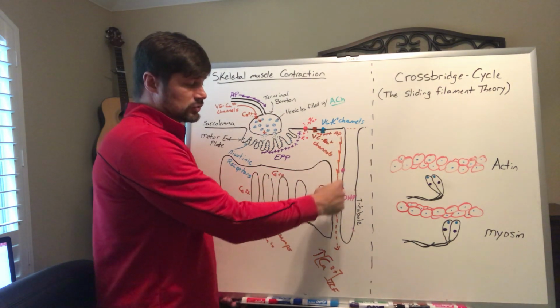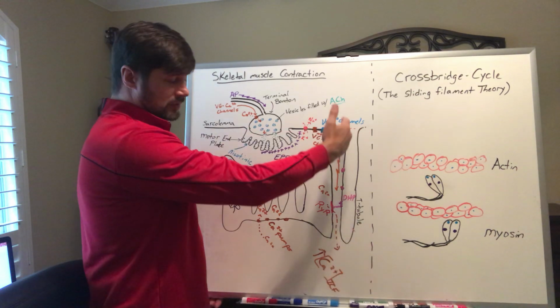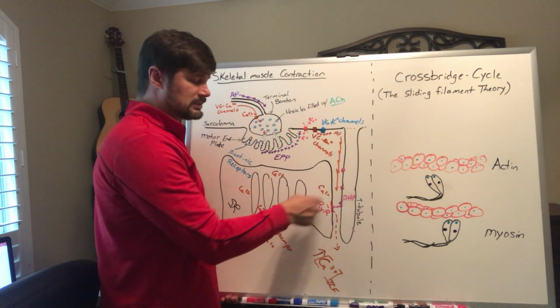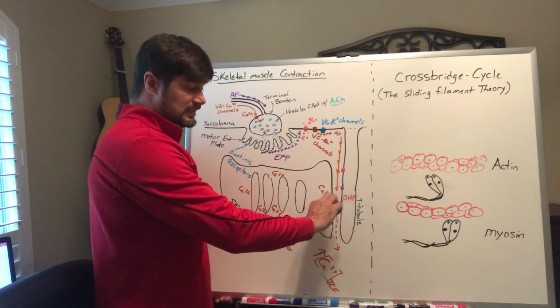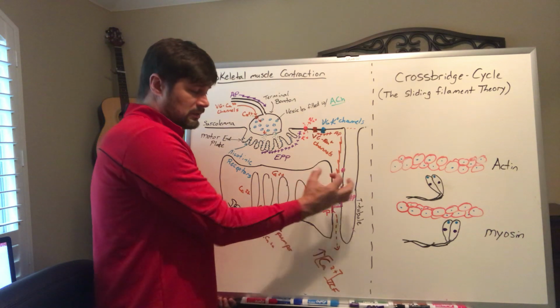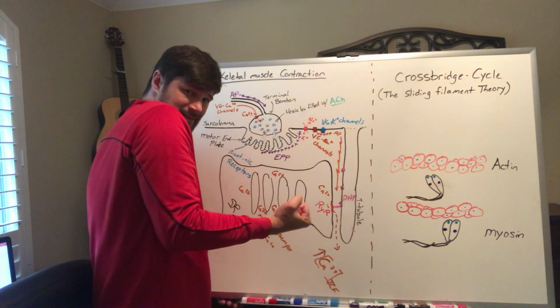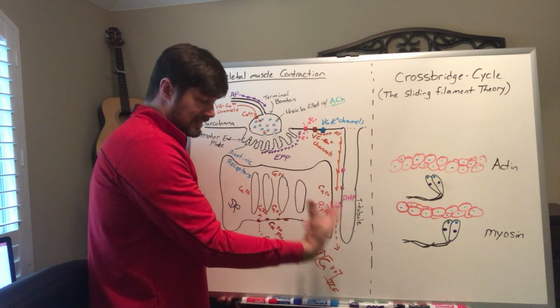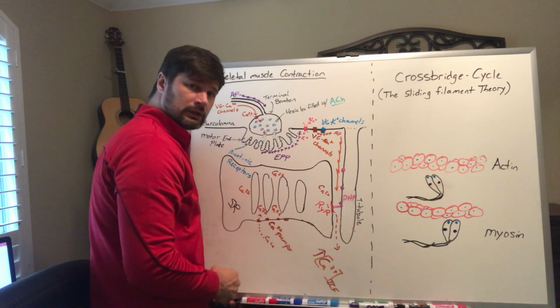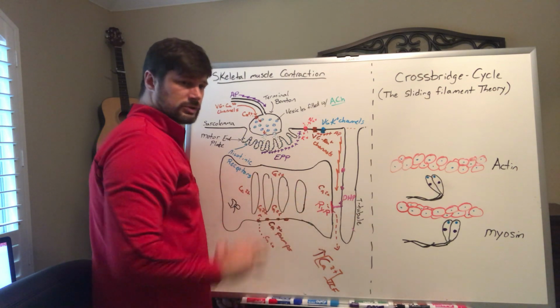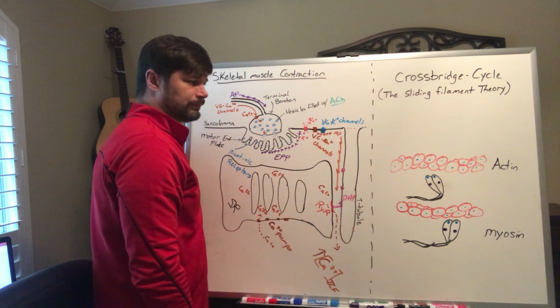Now that action potential travels across the entire sarcolemma but dives down into the T-tubules where it activates dihydropyridine, DHP. The DHP is attached to the ryanodine receptor on the sarcoplasmic reticulum, and that coil tightens, opening a gate and allowing calcium to rush out into the ICF onto the sarcomere down below.